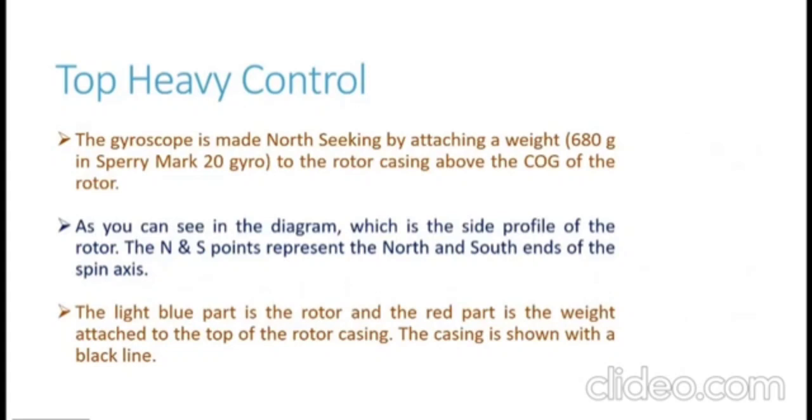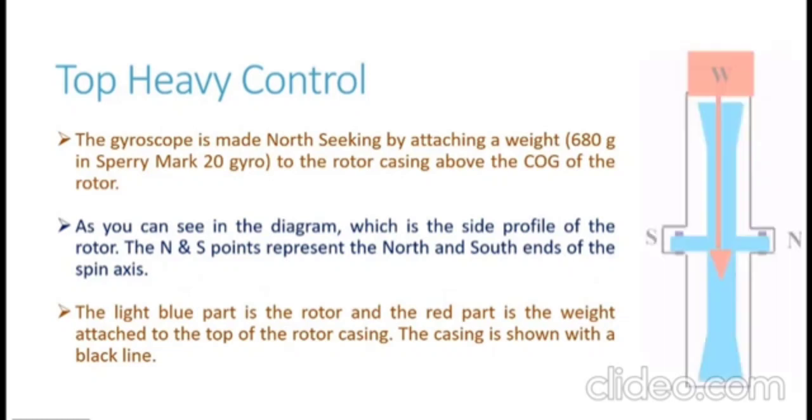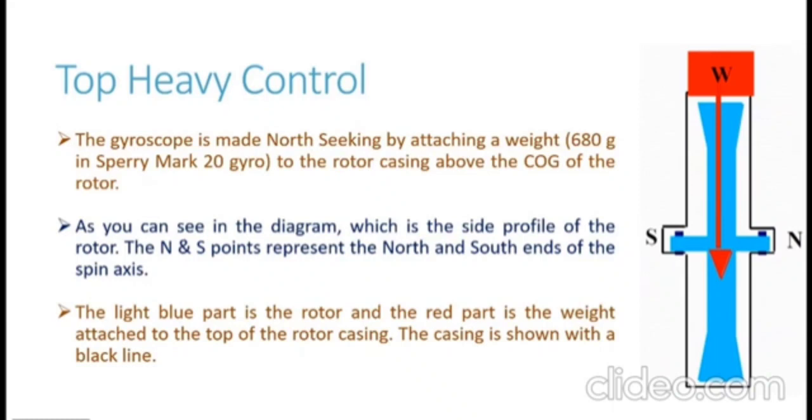Let's now try to understand the top heavy control in a gyro. Till now, we have seen the spin axis and rotor being fitted in an arrangement of gimbals to give it 3 degrees of freedom, sets of ball bearings, gimbal rings, which give them 3 degrees of freedom. Now, we introduce one more part of the gyro compass, and that part is the casing. As you see in this diagram, the light blue part is basically the rotor as well as the spin axis. The north and south points represent the north and south ends of the spin axis. And this light blue part in the middle represents the rotor. It is the side profile of the rotor.